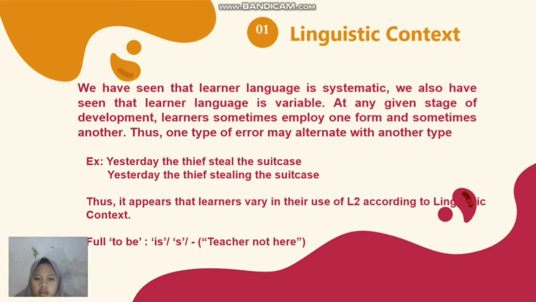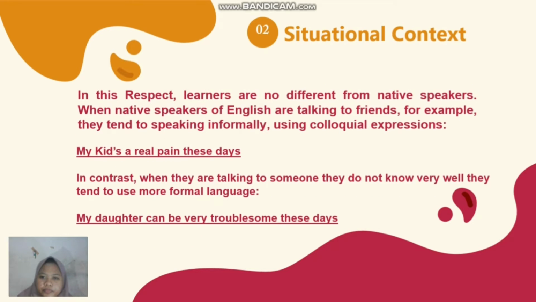Okay, and then the next is penggunaan to be. Kadang pembelajar bahasa ini menggunakan full to be, khususnya di is ya, menggunakan full to be. Kadang mereka juga menguranginya atau menyingkatnya hanya dengan apostrophe s, tapi mereka juga kadang membuangnya. Maksudnya di sini tidak menggunakan to be. Contohnya adalah pada frasa teachers not here. Okay. The next is situational context.